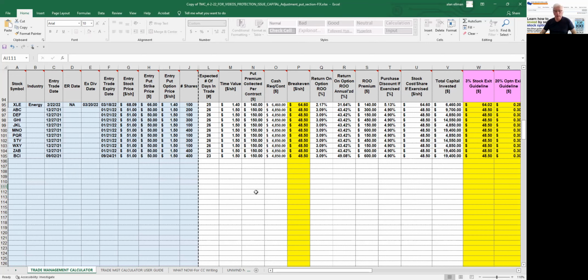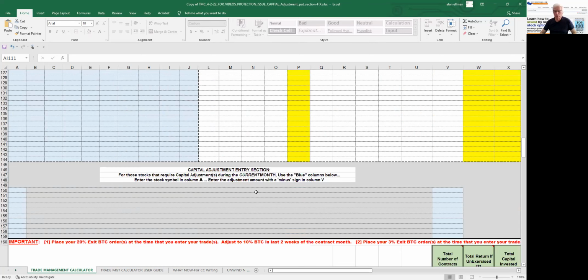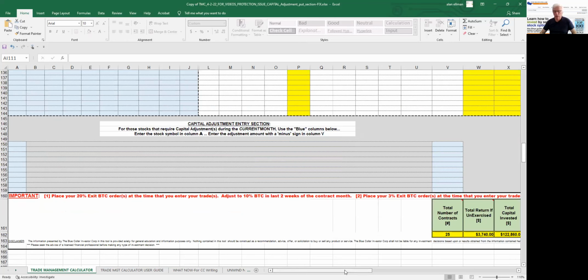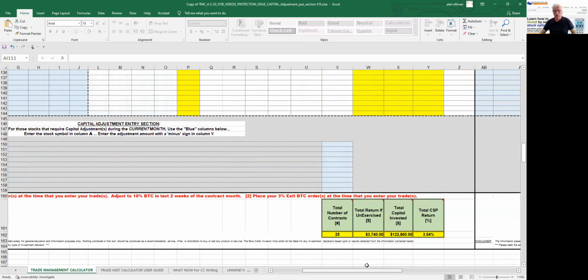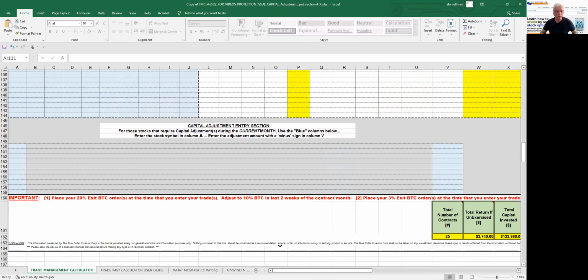So before I do that, let me just scroll down and show you something here. Okay, so you'll see over here, before we enter another trade, that at the time I had 25 contracts, and the key amount is the total capital invested, 122,860. All right, so just keep that in mind. Now let's go back up here.